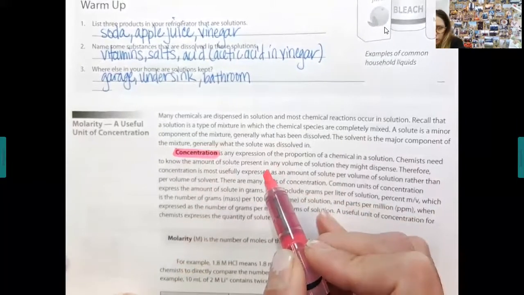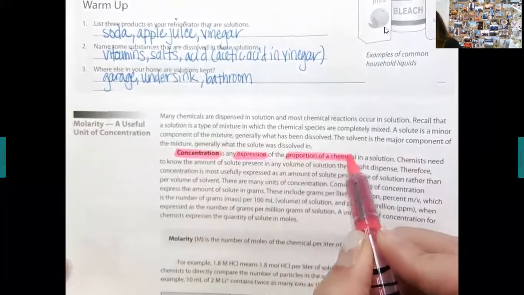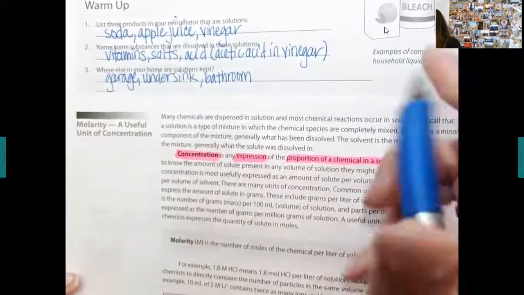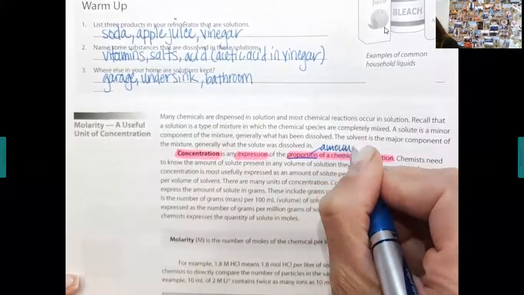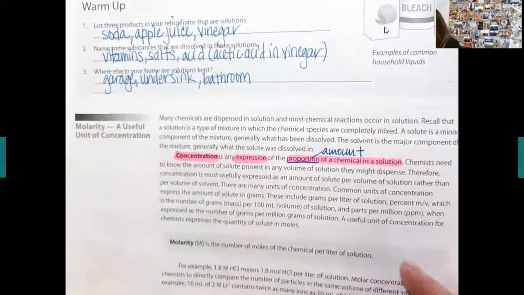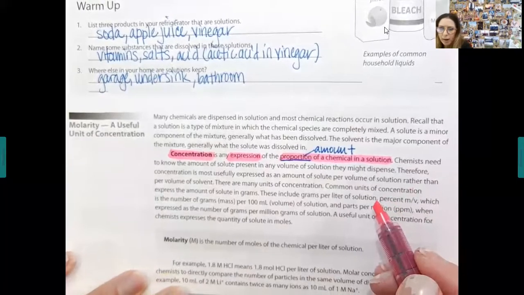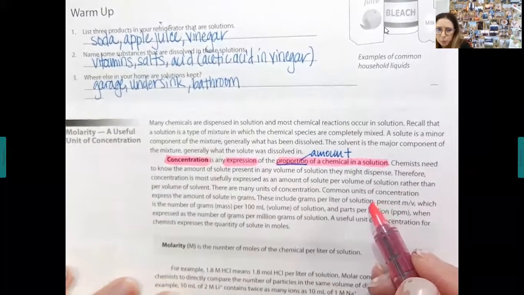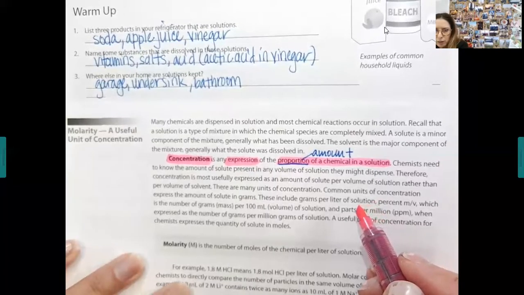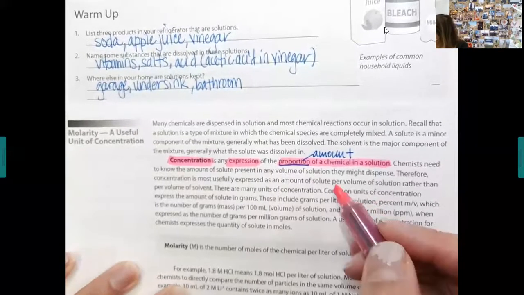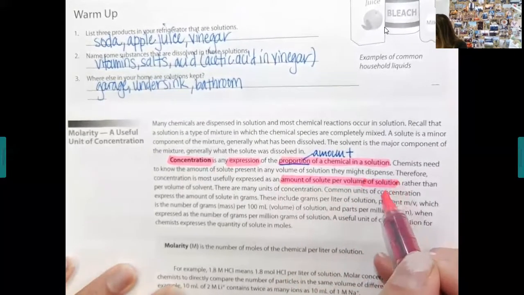So concentration is an expression of the amount of a chemical in a solution. So when they say proportion, they mean the amount. Okay. And it's really important for chemists to know how much of a substance is present in a volume of a solution. So when we're talking about concentration, we're typically talking about the amount of solute per volume of solution.